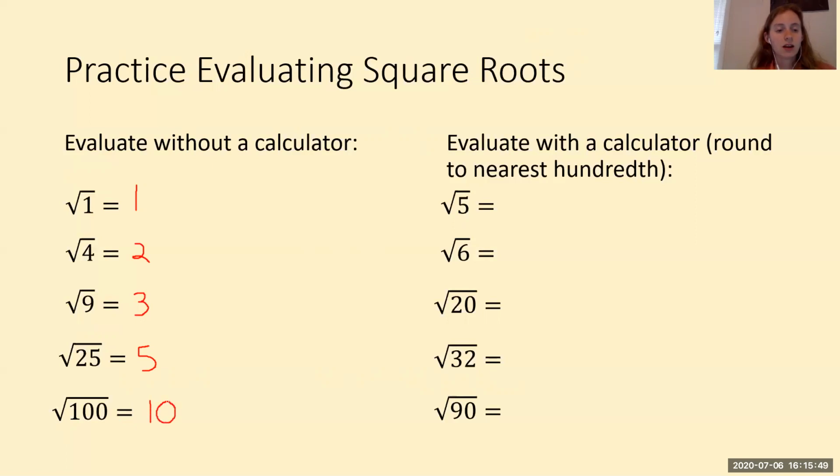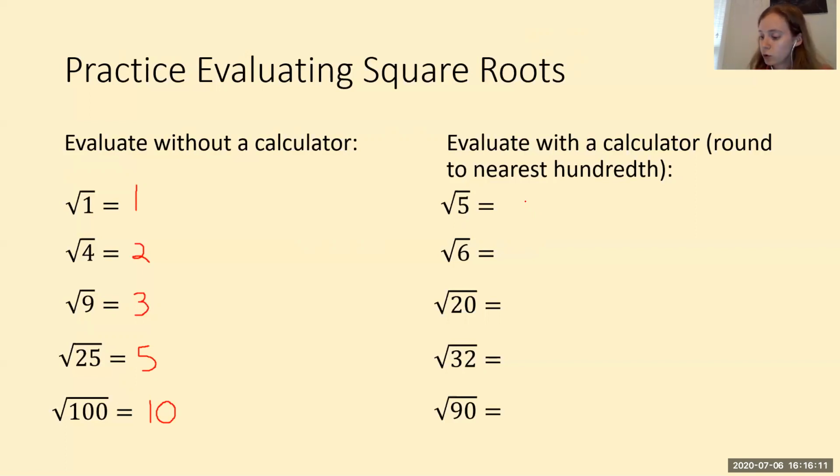So again, those problems should be not too difficult if you know your times table really well. If you don't know your times table really well, you're going to be struggling a little bit. All right, let's move on to the second column here. So now we can bust out our calculators. For the first one, we want the square root of 5.